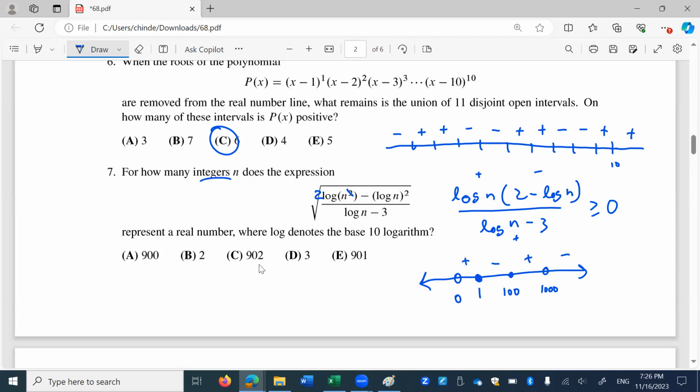Now I'm only interested in integers. And so we see that the largest integer is 999, where this number is a real number. And we're going to remove all the integers less than 100. So we'll remove 99 integers except for number 1. So we'll add that one. So 999 minus 99 plus 1 gives me 901 solutions.